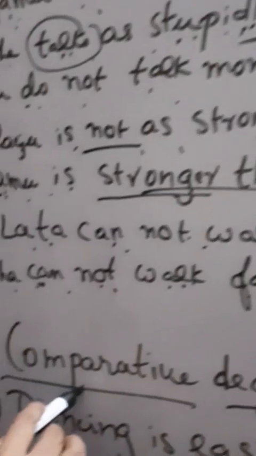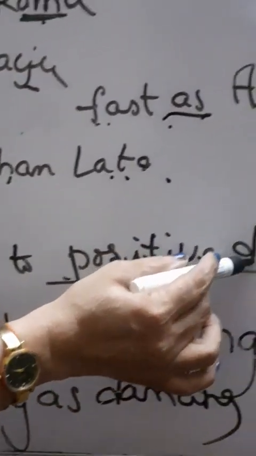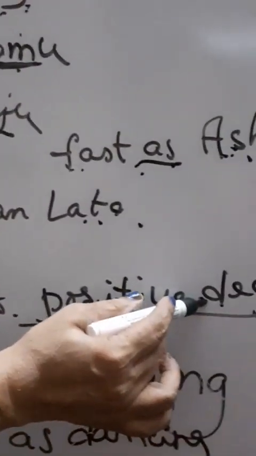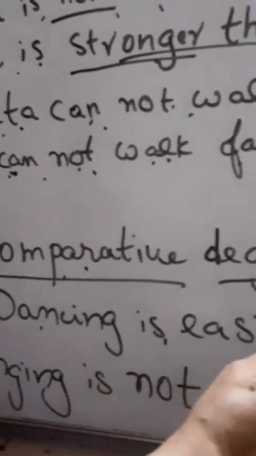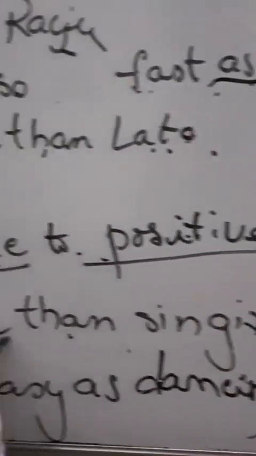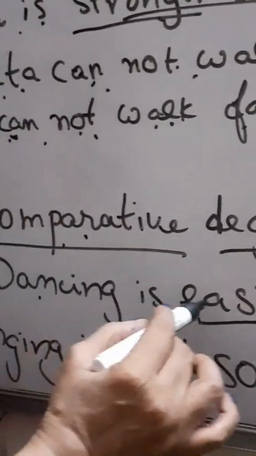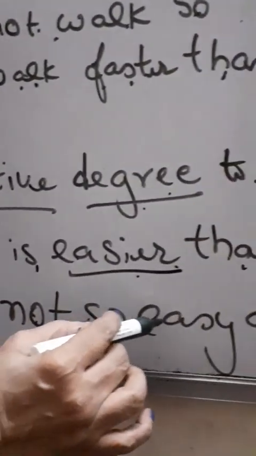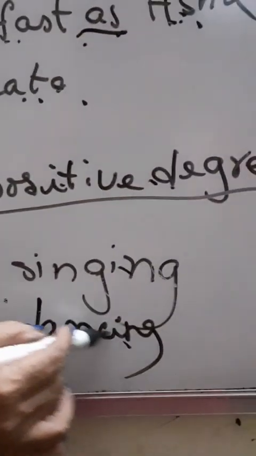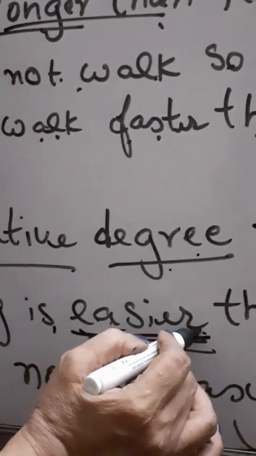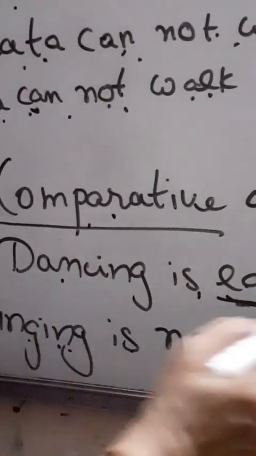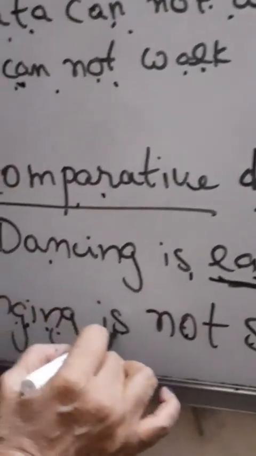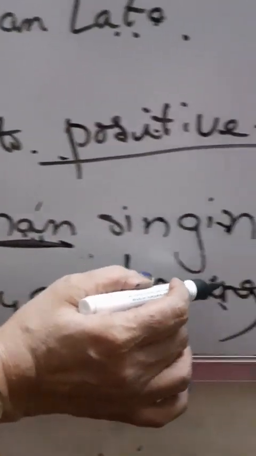Okay. Now, comparative degree to positive degree transformation. Dancing is easier than singing. Easier. Affirmative. Let us do negative. Singing is not so easy as dancing. What is the positive degree of easier? Easy. Which word comes after than? Singing. Write it first. Singing is not so easy as dancing.